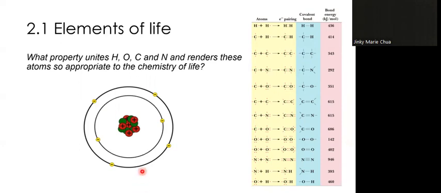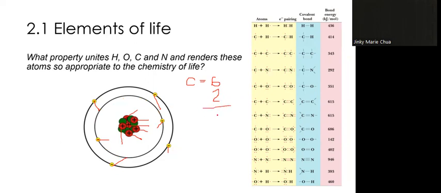Carbon has an atomic number of 6. That means it has 6 protons and 6 electrons. So you will see in this figure, you have 6 protons, the positive ones: 1, 2, 3, 4, 5, 6, and 6 electrons: 1, 2, 3, 4, 5, 6. The inner shell has 2, because the maximum capacity of this inner shell is 2 electrons.